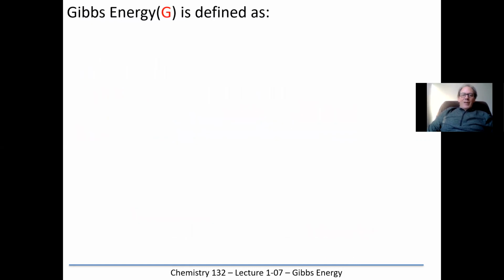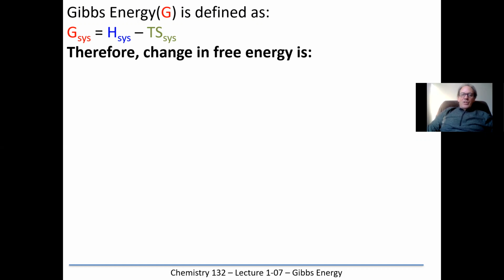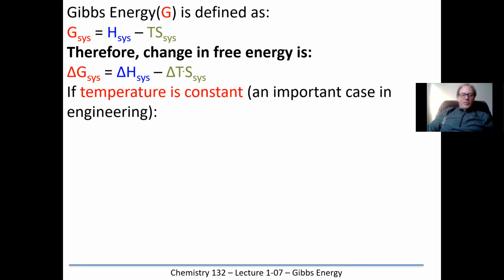We're also going to discover that you can actually find the temperature at which any process is spontaneous using Gibbs energy. So we define Gibbs energy as delta H minus T delta S for the system. So the change in free energy, delta G, is delta H minus T delta S for the system. These are all system quantities. If the temperature is constant, an important case in engineering, since most engineering processes occur at constant temperature and constant pressure, we can establish that delta G for the system is equal to delta H for the system minus T delta S. This will be the equation. It's provided for you on your information sheet.